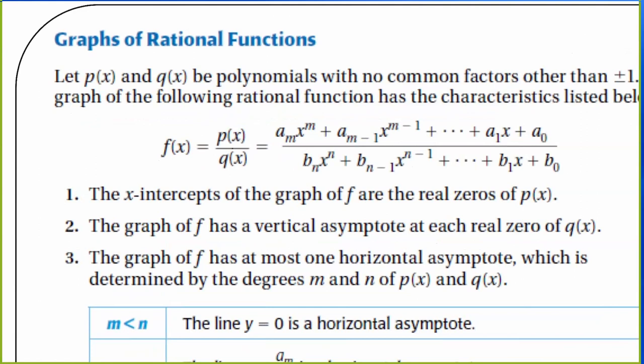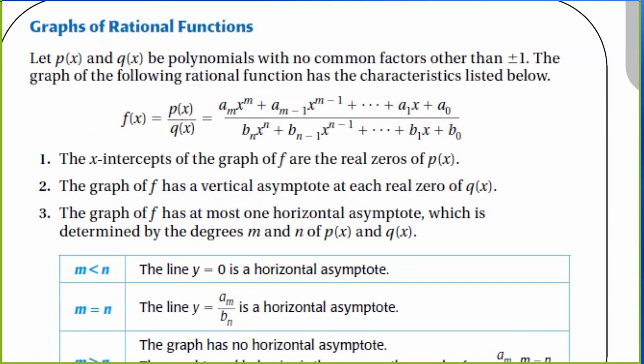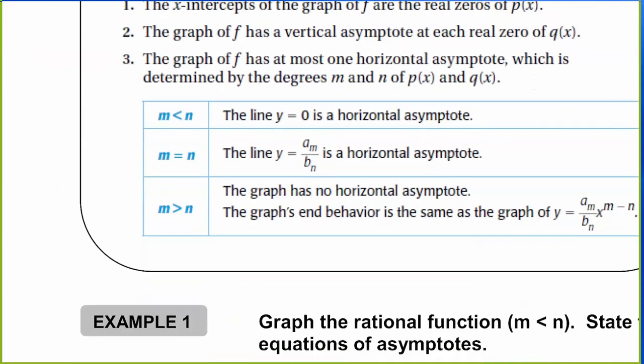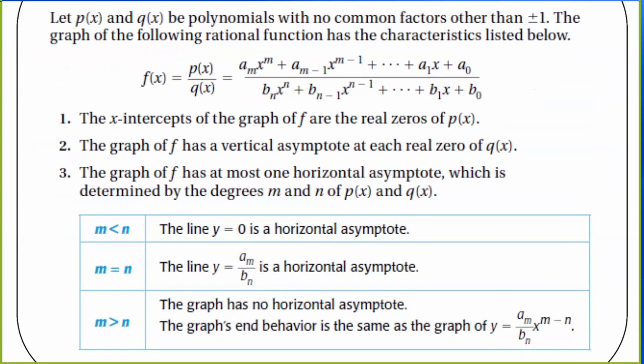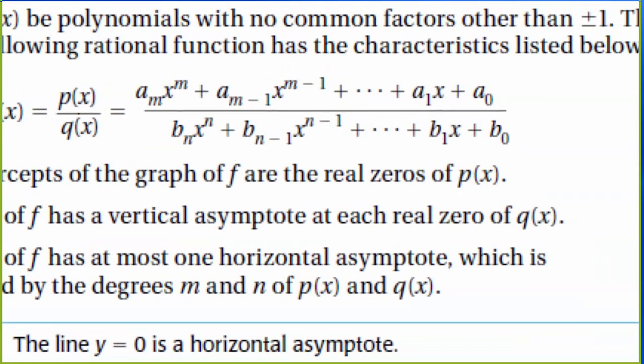So think back to chapter 1 and 2, where we have x to the second, x to the third, x to the fourth. It's going to be those ones. So let p of x and q of x be polynomials with no common factors other than plus or minus 1. It just means that if you factor them, they don't have the same factors that would just cancel out. The graph of the following rational function has the characteristics listed below. So they give us this really weird general polynomial function from chapter 2 that makes you just have a panic attack when you read it.